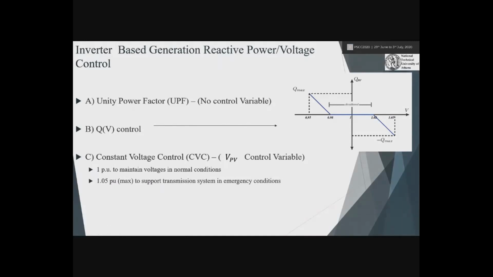The third control is the constant voltage control, where the voltage at the point of common coupling is used as a control variable and is set to 1 per unit to maintain voltages under normal operating conditions and 1.05 per unit to support the transmission system in case of emergency conditions.